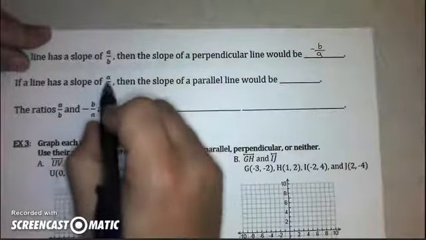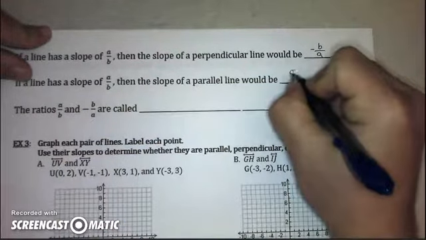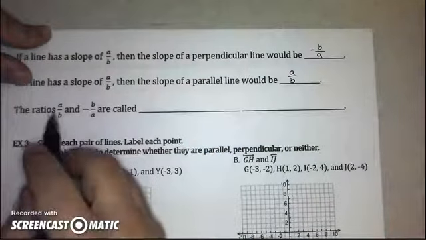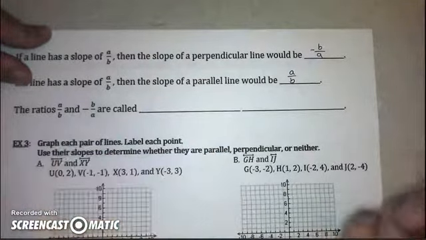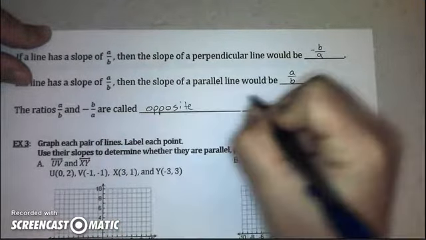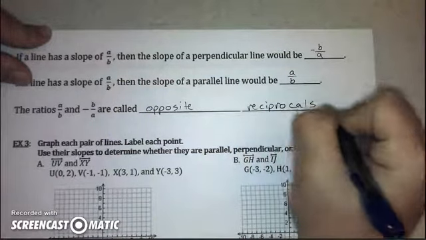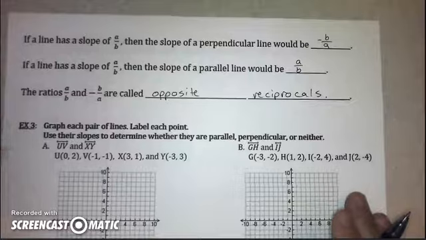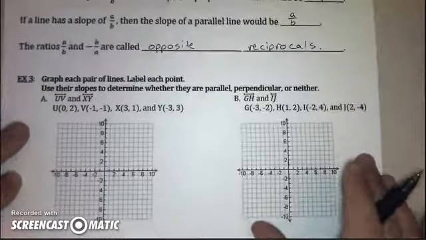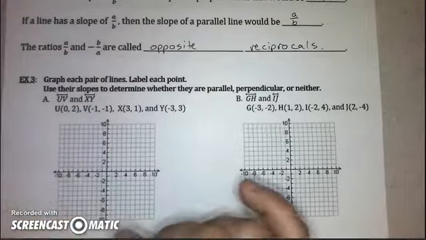If a line has a slope of a over b, then the slope of a parallel line would be still a over b, the same thing. Parallel lines have the same slopes. So the ratios a over b and -b over a are again called opposite reciprocals. Okay? And so we're actually going to use these ideas and these concepts to finish out your examples for this lesson. But that part we'll do in class so that our video doesn't end up being quite so long.